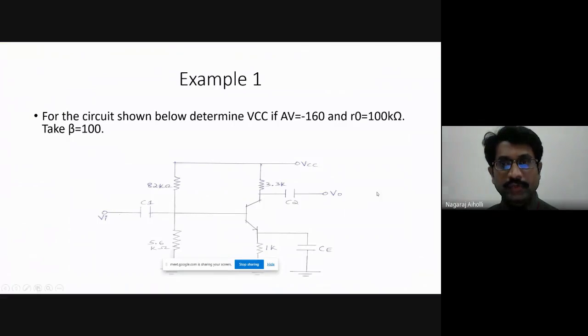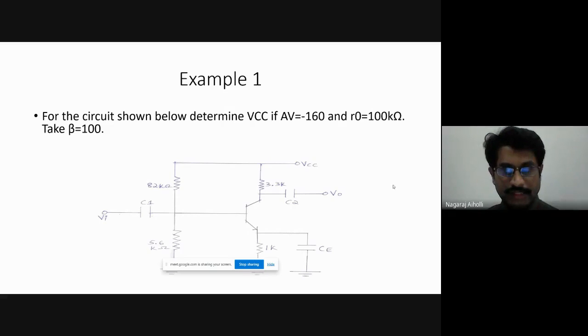For the circuit shown below, determine VCC if AV equal to minus 160 and R naught equal to 100 kilo ohm. Take beta equal to 100. Note down this example quickly.